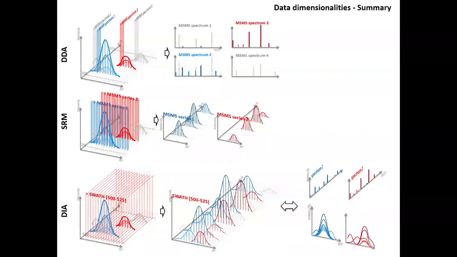And then DIA is an attempt to make a compromise between both these positions, where we want to have continuous sampling in the retention time dimension, but we also want to have information about as many peptides as possible, so we want to have continuous sampling in the mass dimension.